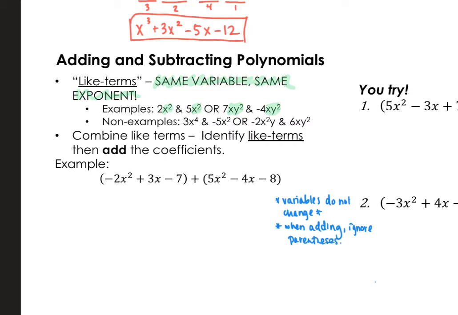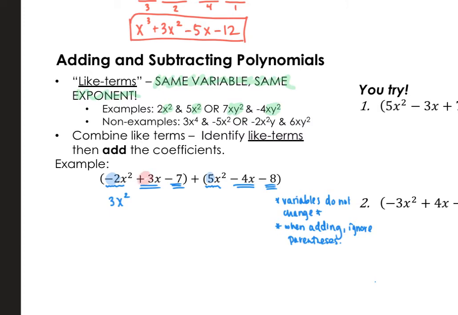All right, so looking at this example, what we're going to do first is identify like terms. So I have a negative 2x squared term and I have a 5x squared. Those are like terms because they're both x squared. And then I have a 3x and a negative 4x. And then lastly, I have a negative 7 and a negative 8. So now we're just going to add the coefficients. So negative 2 plus 5 is 3, so it's going to be 3x squared. So remember, the variable and exponent don't change. All we're looking at are the coefficients. So we're just looking at the numbers out in front.